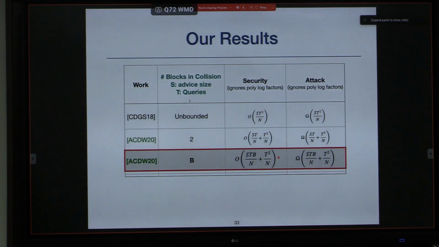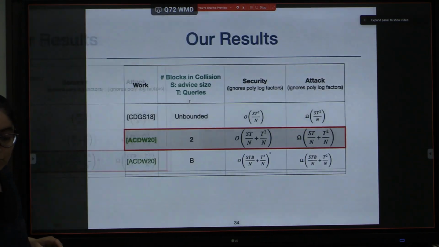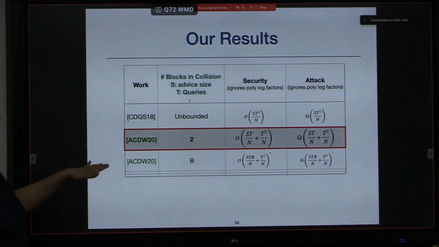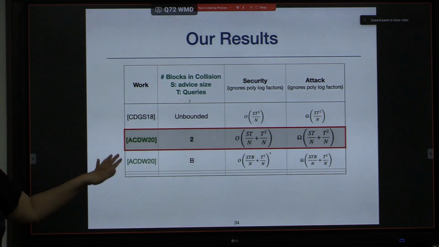But we were not able to show this bound. We conjectured it, but we were able to show this bound only for a restricted class of pre-computing adversaries. We were able to though show it for B equals 2. For B equals 2, we were able to show that for any pre-computing adversary, the best advantage it can get is ST plus T square over N.